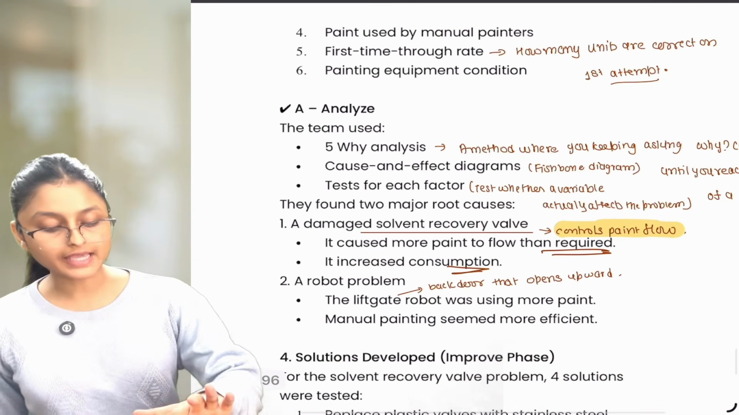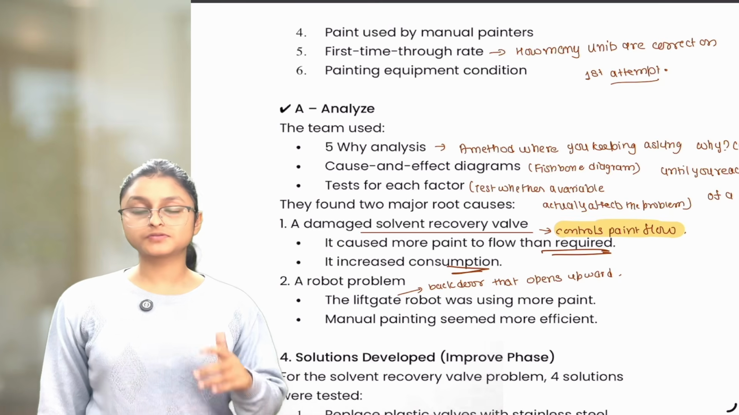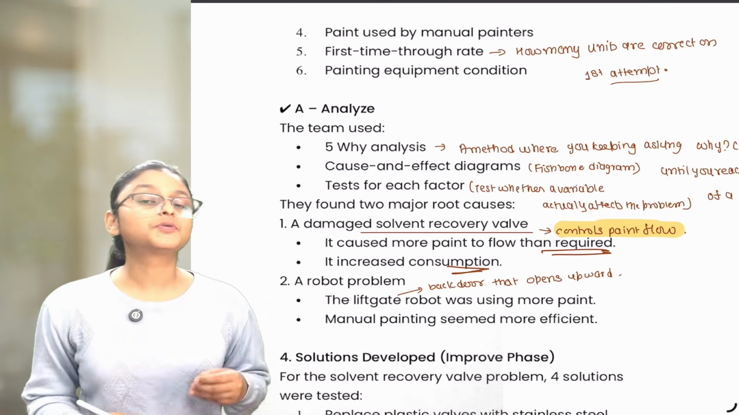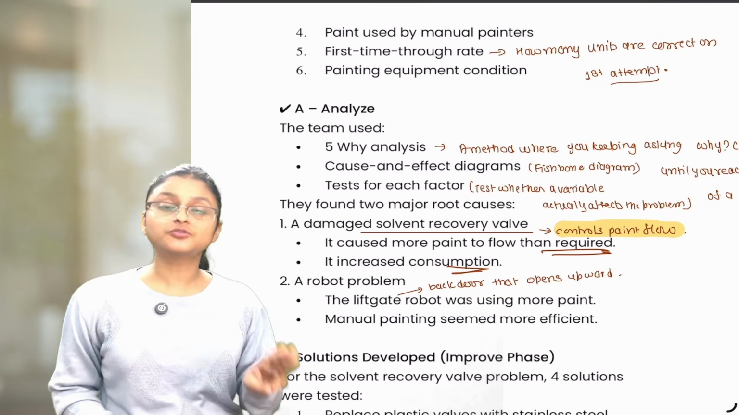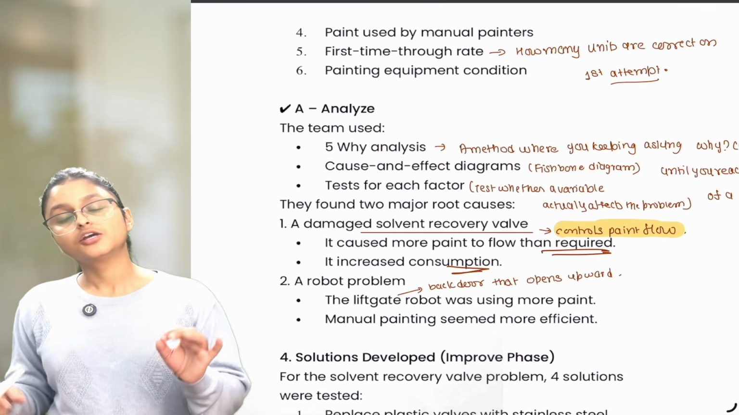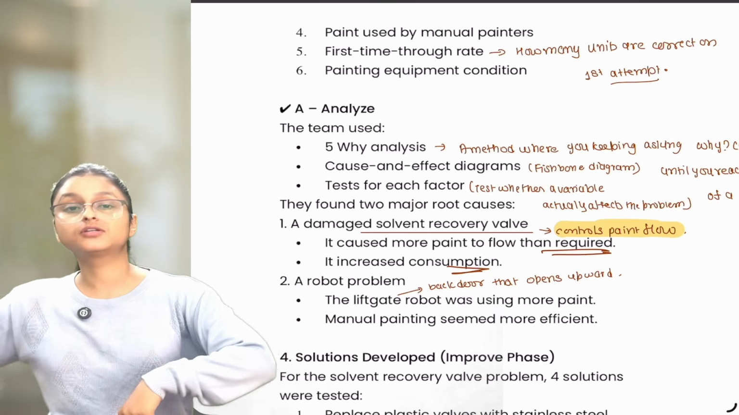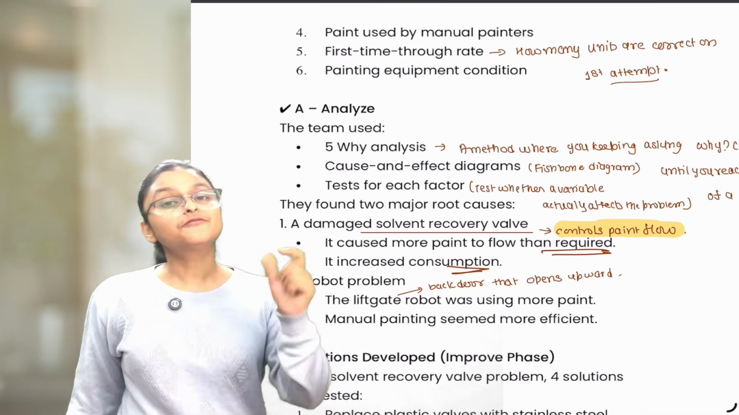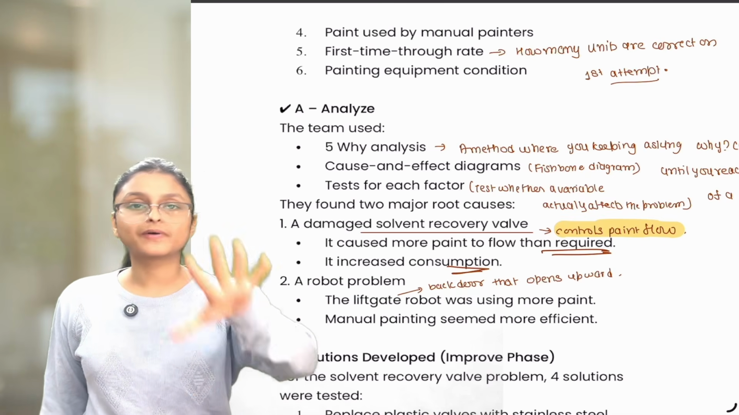Paint equipment condition. What is the condition of paint equipment which we are using? After measuring, they analyzed the situation. The team analyzed all the problems which we are having, like why this particular problem is happening. For that, they used three different types of tools. First, 5 why analysis. What is 5 why analysis? You'll go deeper into the problem till the time you don't find what is the root cause behind it. And for going deeper, we'll at least ask 5 times why.